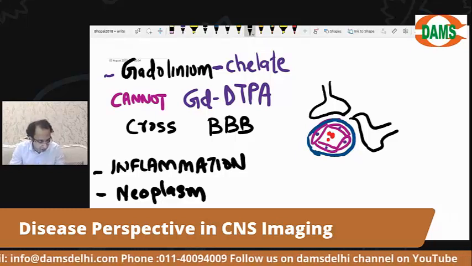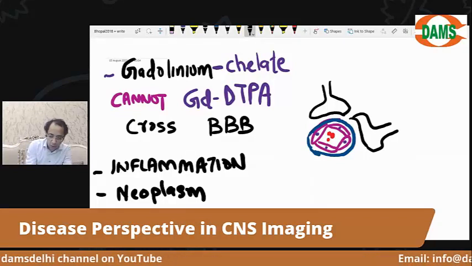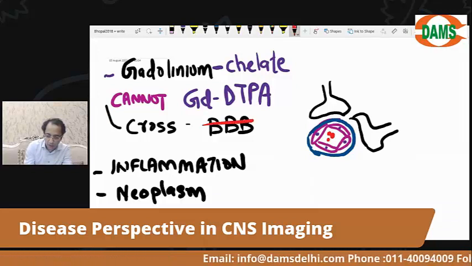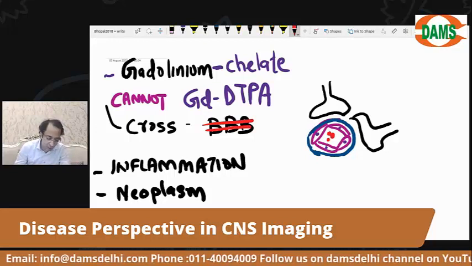This is the first slide, beta. This is the first slide I'm writing today for the late joiners. Okay, tell me. Gadolinium cannot cross the blood-brain barrier is the first statement I've given. What will happen in inflammation and what will happen in a neoplasm?